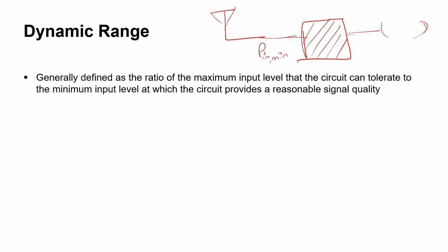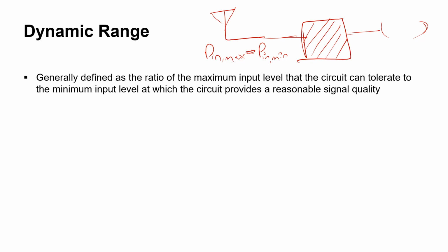And the dynamic range is the distance between P in minimum and P in maximum. So the maximum power that this receiver can handle. Generally, maximum power is defined by intermodulation products. For example, if I want my receiver to work nicely, then I want my intermodulation products to be as low as possible. So my receiver upper limit is generally when intermodulation products are just about to get a little bit more than my noise level.